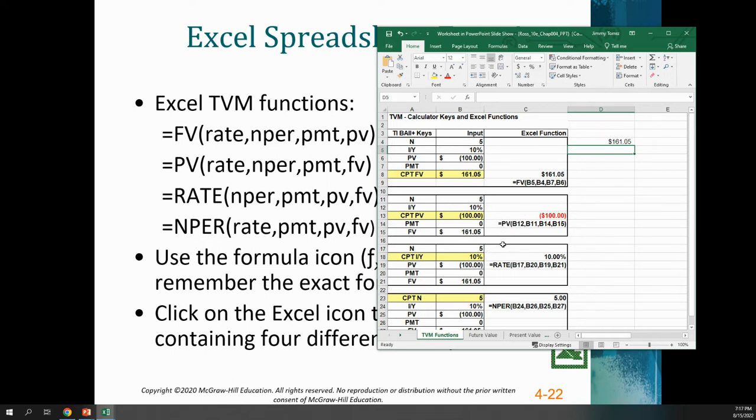Of course, I could do it with this. Here, present value, P12, which is 10%, that's the rate. P11 is the number of periods. P14, which is right here, which is the payment, 0. And finally, P15, which is a future value. And that'll give me the present value, which is $100. And of course, it'll be negative because that's what we're putting in now. Okay.